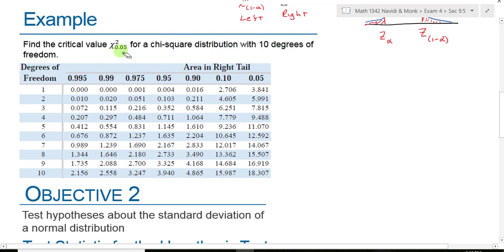So in this problem, we're asked to find the critical value chi-square 0.05 for a chi-square distribution with 10 degrees of freedom. Our alpha level here would be 5%, and this would actually be the area on the right since we're just using alpha. This area is alpha, and we're looking for this chi-square that would be the area to the right. Since we're told we have 10 degrees of freedom, once we get our chi-square table, we go down the column for the degrees of freedom and see 10, and then we go across the table until we see where the area is 0.05, and that means that this critical value would be equal to 18.307 for a chi-square distribution with 10 degrees of freedom. That's what this number would be right here.